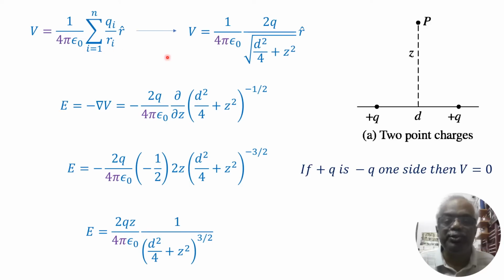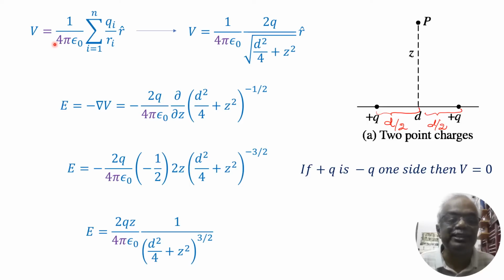First, let us take the case of point charges. There are two point charges kept at equal distance from the origin. The total length between the two charges is t, so the distance of each charge from the origin is t/2. Here t/2, here another t/2. Now we have to find the potential.